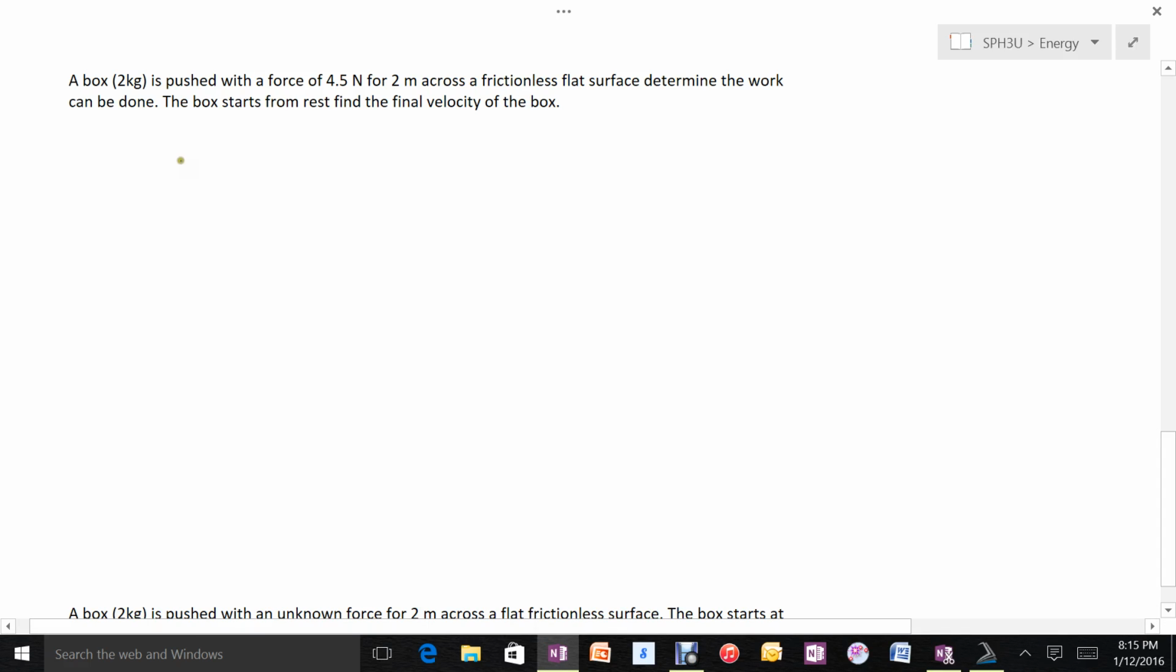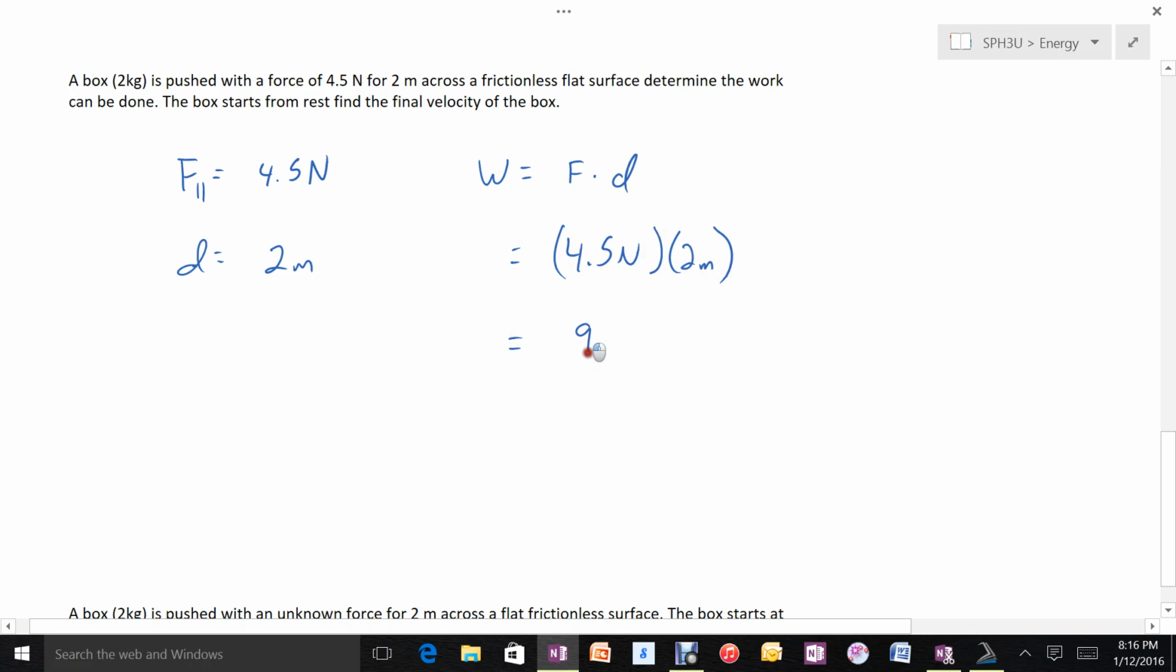So, first of all, we have a force of 4.5 newtons, which is acting through a distance of 2 meters. We don't have any direction for this force, so we're going to assume that the force is pushing directly on the side of the box. And so we're going to assume that all of that force is parallel to that displacement. So the work then is the force times the distance, or 4.5 newtons times the 2 meters that it acts through, which works out to 9 newton meters, or 9 joules.